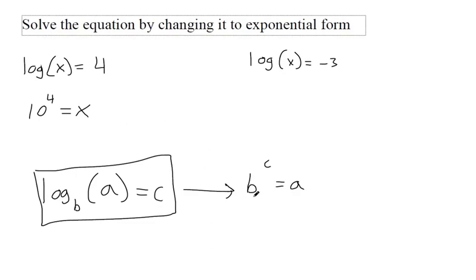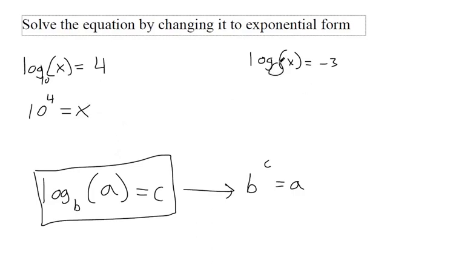So that's exponential form. Look, they say the same thing. What power do you raise 10 to make it equal some unknown variable? And they said the answer is 4. Another way of writing that is 10 to the 4th equals x. Same thing. Okay. Do the same thing over here.